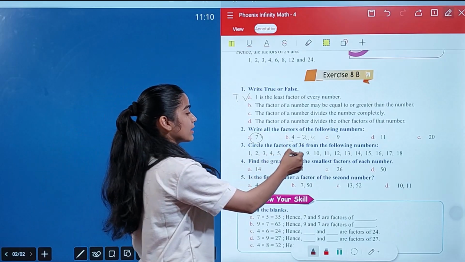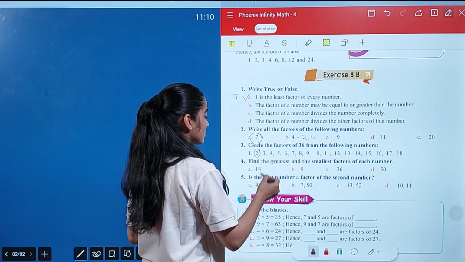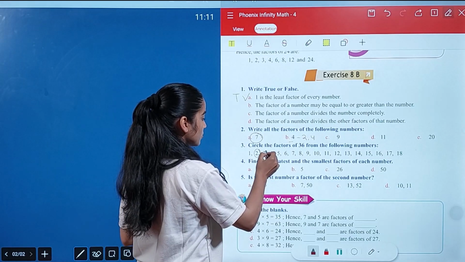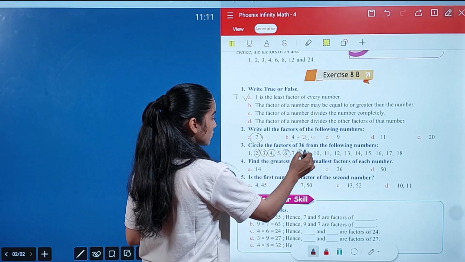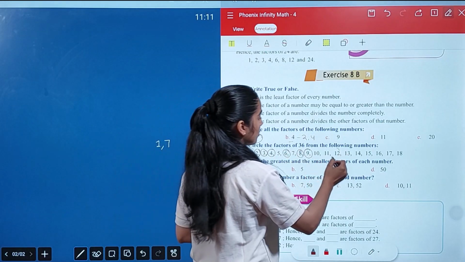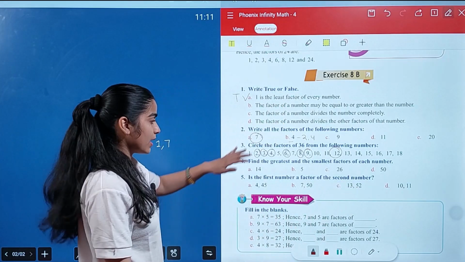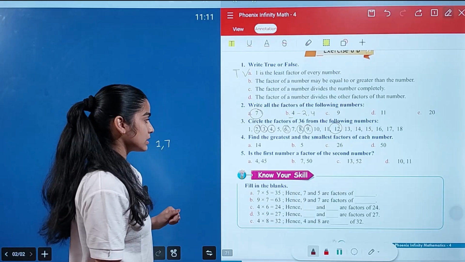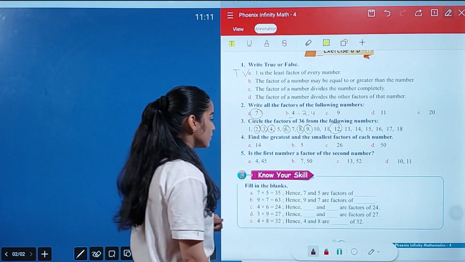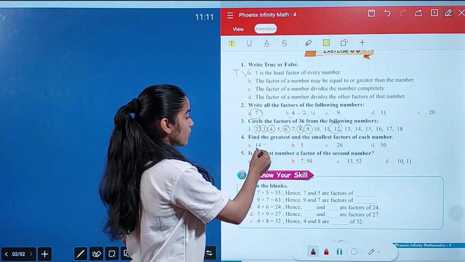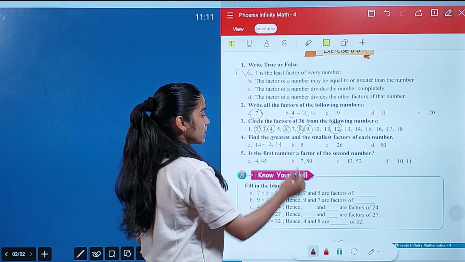Now circle the factors of 36 from the following numbers. So 3 will be a factor, and 2 also, 4 also, 6 also, 8 also, 9 also, 12 is also a factor. In the same way you can do this and find other factors of 36. Now find the greatest and the smallest factors of each of the following. The smallest factor of 14 is 1, and 14 will be the greatest factor.